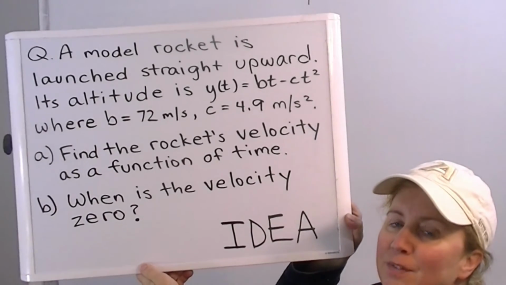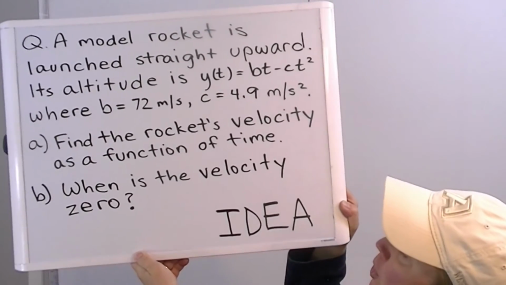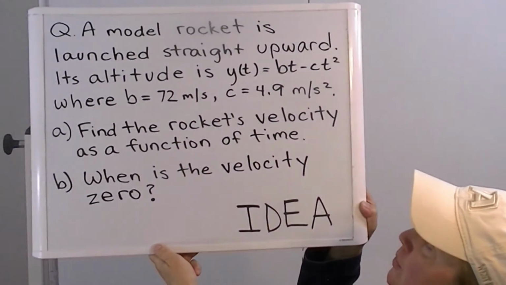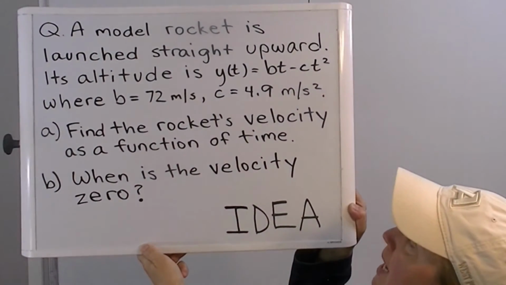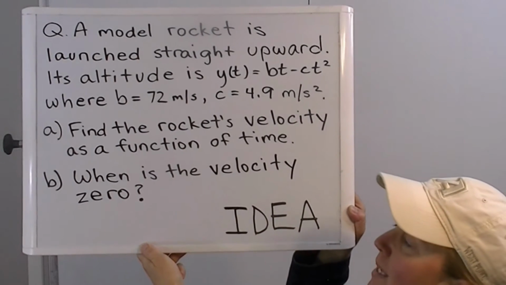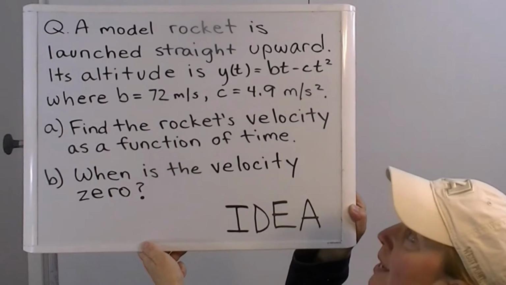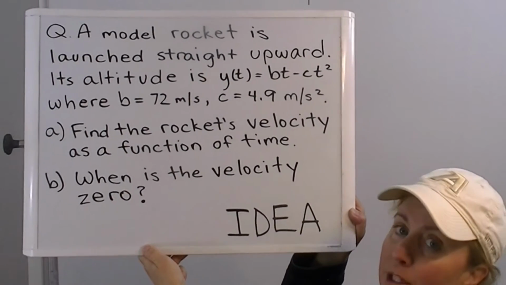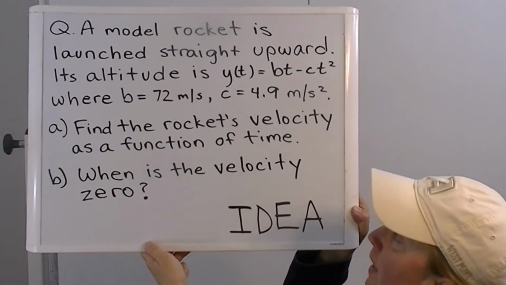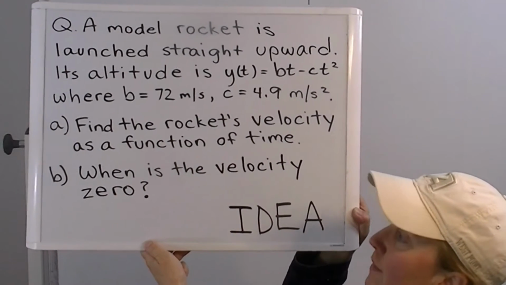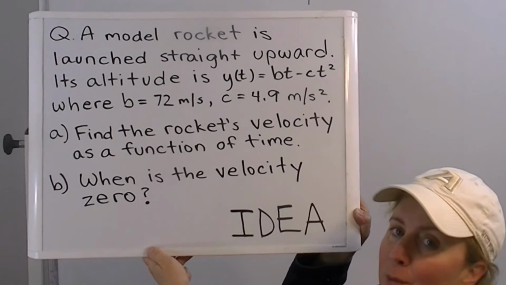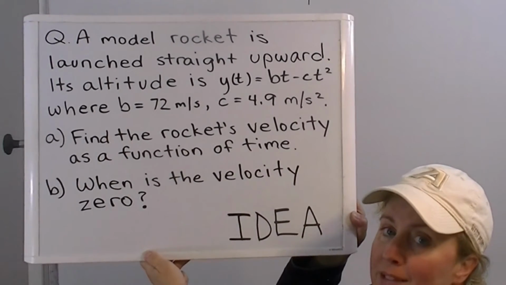Welcome. In this video, we'll be solving this problem, which states a model rocket is launched straight up. Its altitude is y of t equals b times t minus c times t squared, where b equals 72 meters per second and c equals 4.9 meters per second squared. We have two tasks. A, find the rocket's velocity as a function of time. B, when is the velocity zero? And we'll be using the IDEA problem-solving format to find the answers.